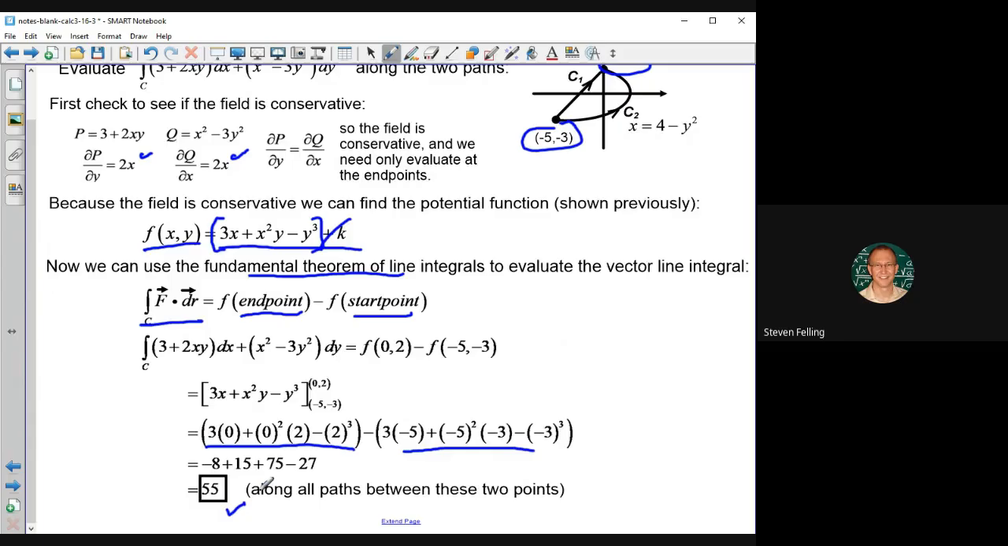So that's the main idea here in 16.3, is that we have this additional way to evaluate a line integral in the event that we detect we have a conservative field. We can find this potential function and then use this fundamental theorem. All right, so let's take some examples and we'll look at these.